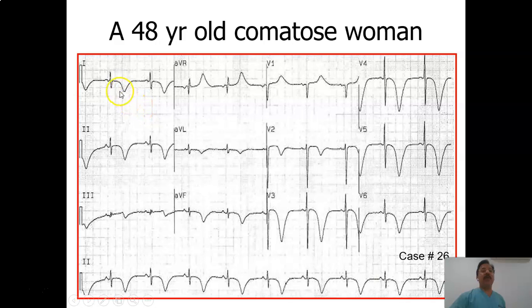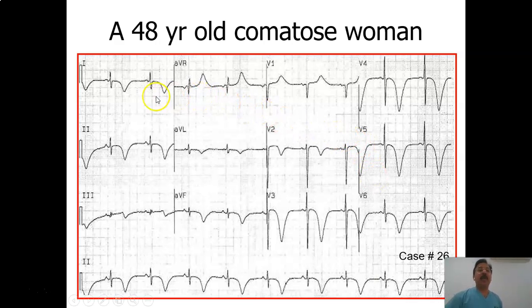Axis, lead 1 and AVF. If you look at lead 1, the positive and negative parts are the same, and in AVF the positive and negative parts of the QRS complex are the same. So it's an isoelectric line, indeterminate axis. Hypertrophy is difficult to comment on. No atrial hypertrophy. Ventricular hypertrophy, left ventricular hypertrophy is there.